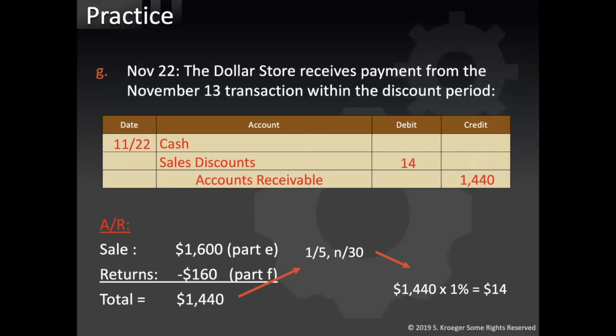Lastly, we need to put in the amount of cash that we are receiving. Remember, it is the difference from the sale less the discount. It would be the $1,440 minus the $14, which equals $1,426. And this concludes the journal entries for the seller transactions. Make sure to practice these.